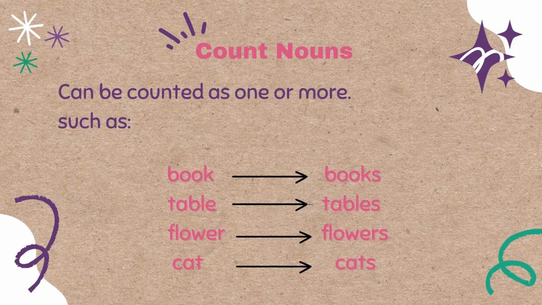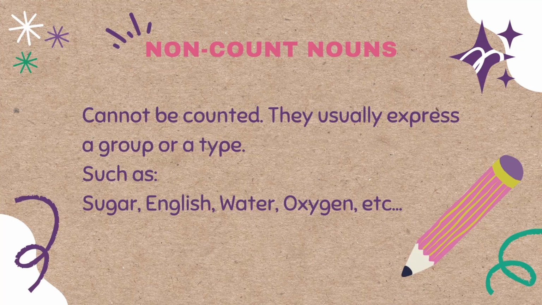Count nouns. Count nouns can be counted as one or more, such as book. Book is singular, but we can make it plural because we can count books. We can say 2 books, 3 books, 10 books. See what I mean? Same as table, it becomes tables. Flower, flowers. Cat, cats.